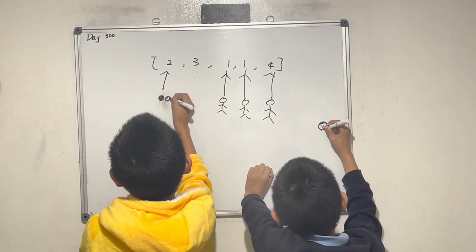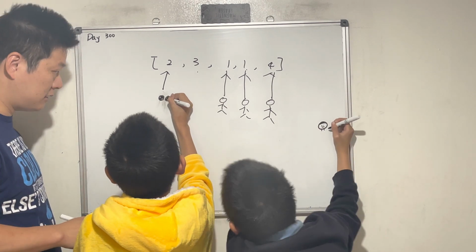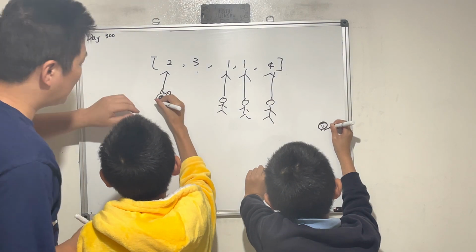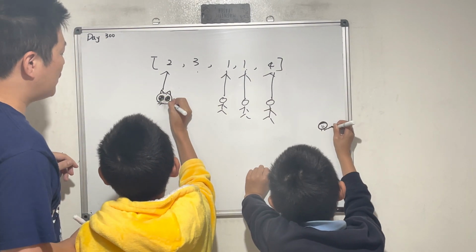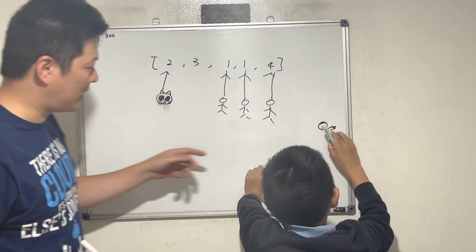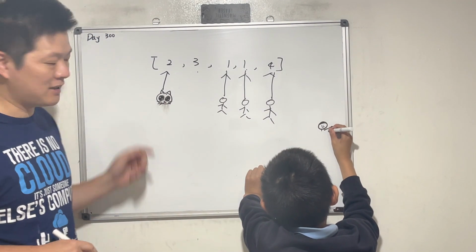Got it? Does it make sense? Okay, this is not a drawing lesson. Come on. What are you drawing, Pokemon? What's that? A cat. Oh, that's a nice cute cat.